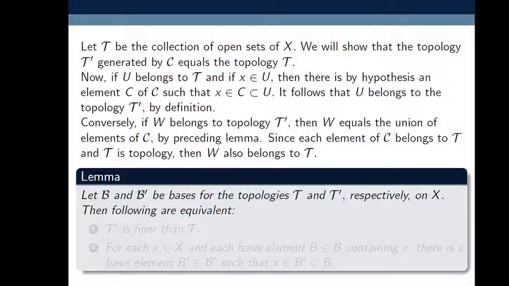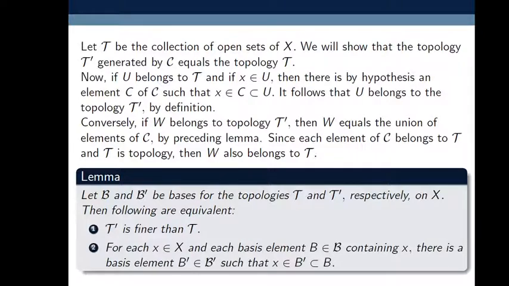Let beta and beta dash be bases for the topologies tau and tau dash respectively on set X. Then the following are equivalent. First statement: tau dash is finer than tau. Second statement: for each x belonging to X and each basis element b belonging to script b containing x, there is a basis element b dash belonging to script b dash such that x belongs to b dash, which is contained in b. This is not beta, it is simply b. Sometimes I pronounce it beta, so ignore that, it is simply b.